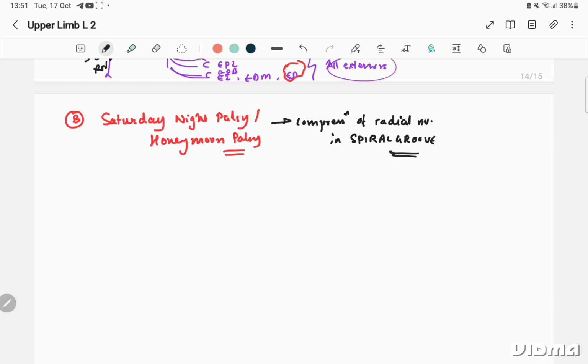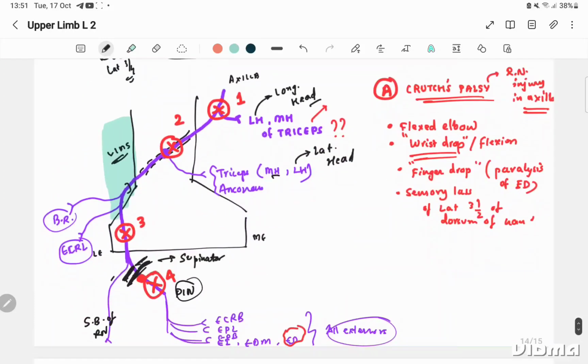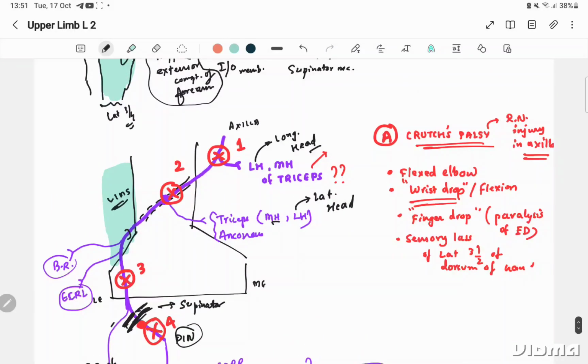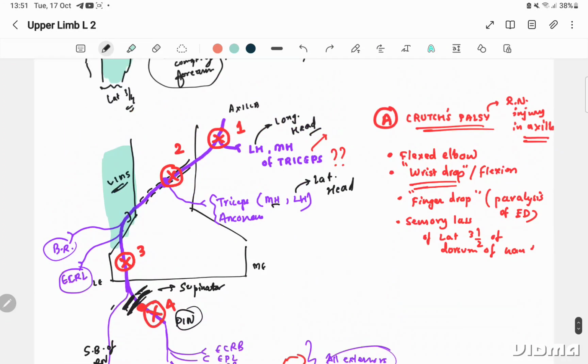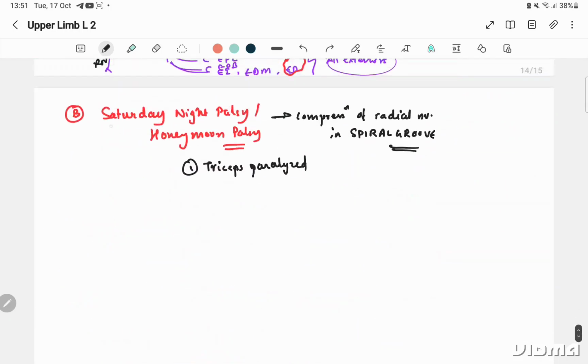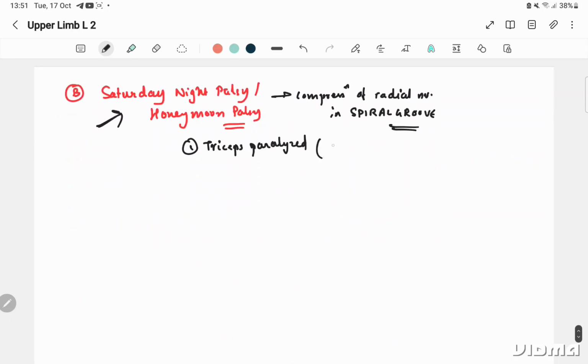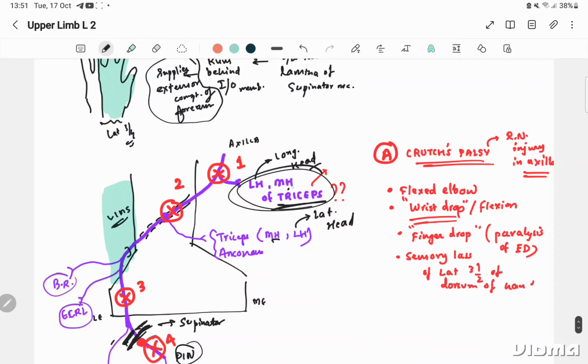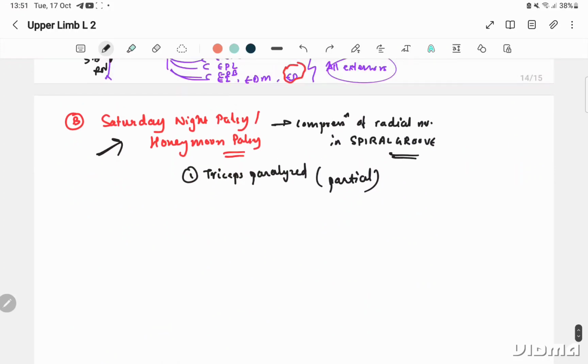So in this, the triceps would be paralyzed. Maybe I said it wrong earlier that there is a whole paralysis. There is the whole paralysis of triceps in the axillary injury, because all the heads of triceps are involved. But in Saturday night palsy, the triceps would be paralyzed, but only partially. Why would it be partial? Because the long head and the medial head are given branches in the axilla only. This is not affected. From this level, the things are affected in Saturday night palsy.